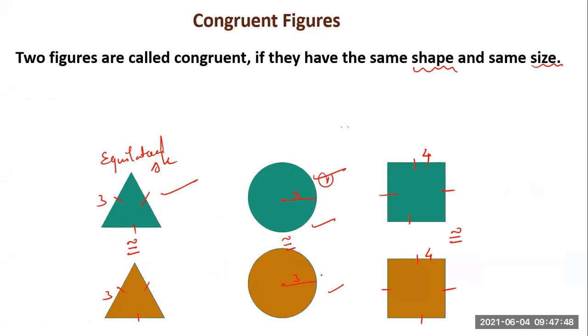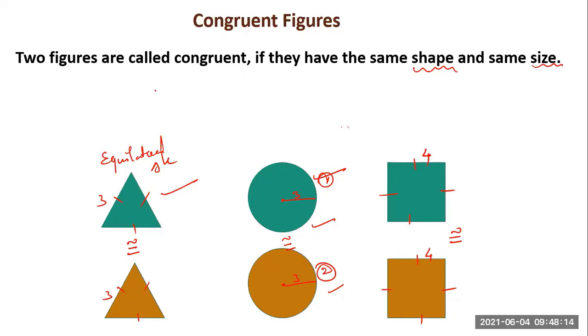Now you tell me, here we have two circles. This is circle 1 and circle 2. Are they similar? Are they similar circles or congruent circles? Congruent circles. Are they not similar then? They are similar. They are both congruent and similar also, sir.